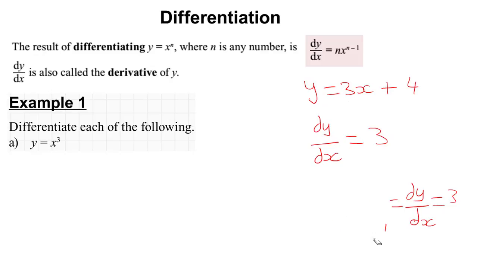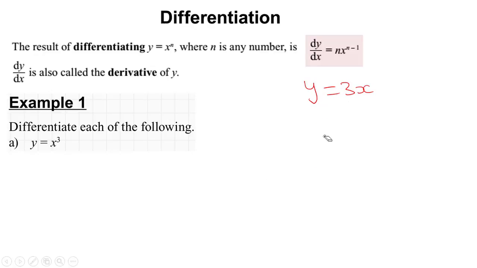Now, I want us to look at a formula that we're going to be using from now on. This formula says that the result of differentiating y equals x to the power n, where n is any number, is given by dy dx equals n x to the power n minus 1. Okay, right. I want us to use this to understand it. I just want to take this x off first for you, for the time being.